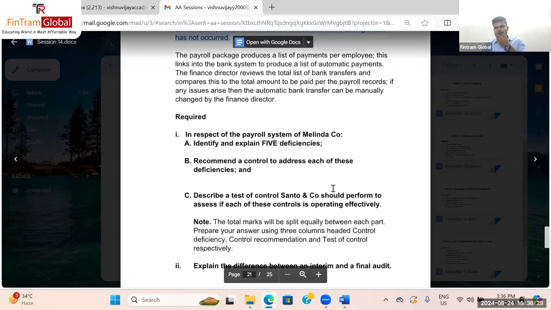Overall, the structure is something that you have to keep in mind. When mentioning the deficiency, identify the deficiency from the scenario, and then explain the impact of that deficiency on the company, on the client, basically. For control recommendation, it entirely depends on the issue that you're identifying. Simple solution. And for test of controls, if nothing comes to mind, think of WIRE code at the very least.